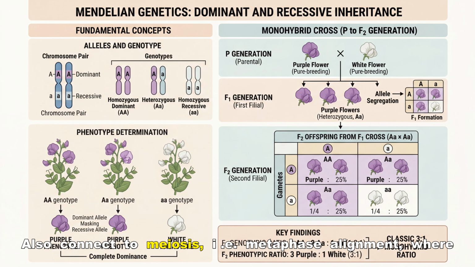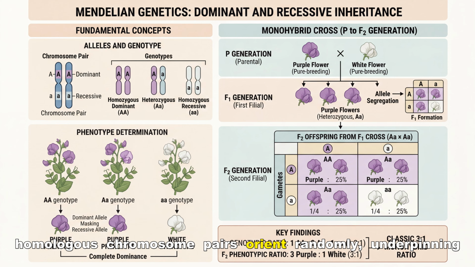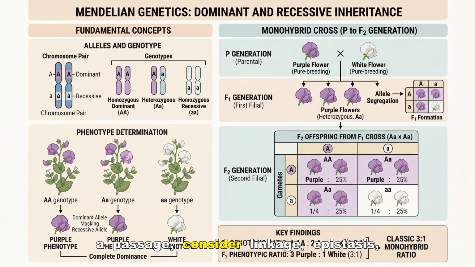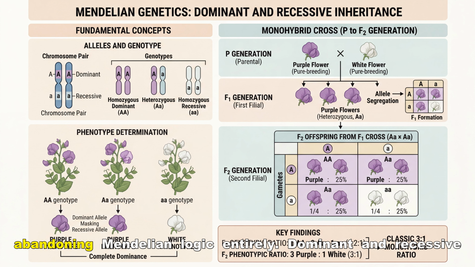Also connect to meiosis, i.e. metaphase alignment, where homologous chromosome pairs orient randomly, underpinning independent assortment. When you see unexpected ratios in a passage, consider linkage, epistasis, or small sample size as explanations, rather than abandoning Mendelian logic entirely.